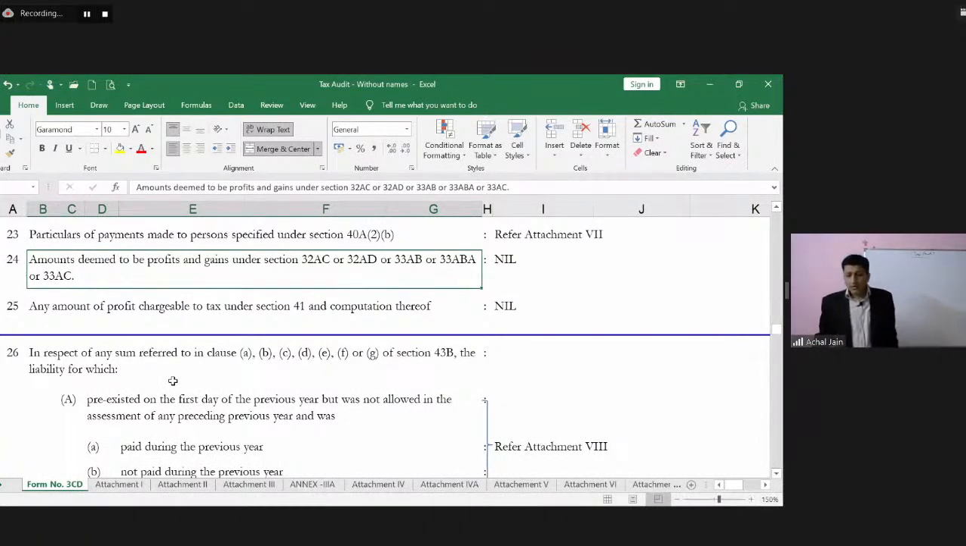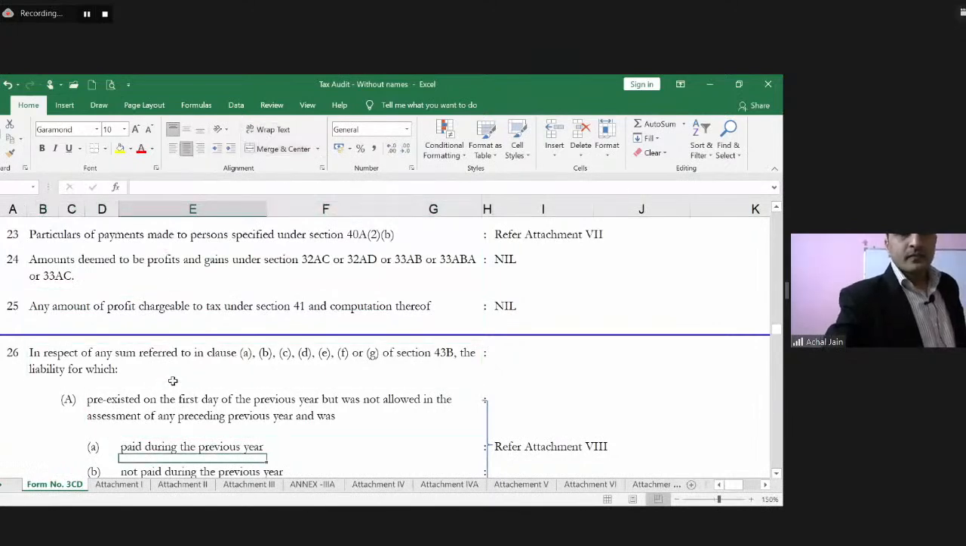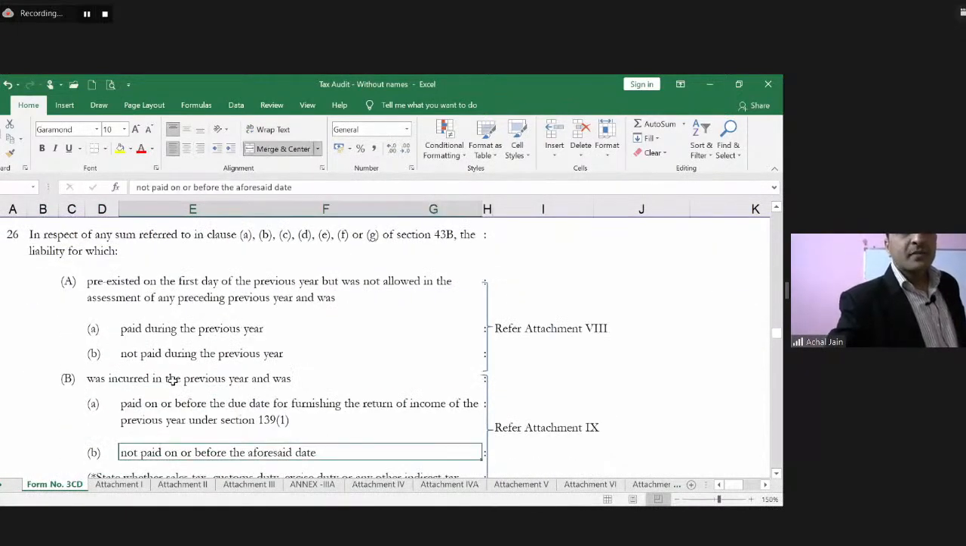Now we move on to another very important clause, clause number 26. You can just quickly read the requirements of this clause. Just 1 minute. Quickly read the requirements of this clause.